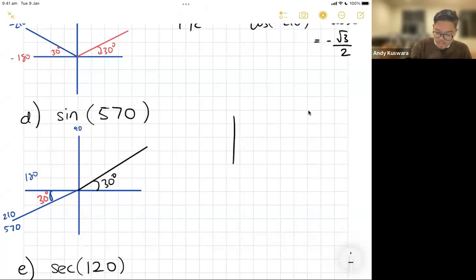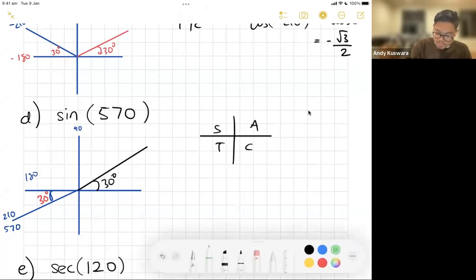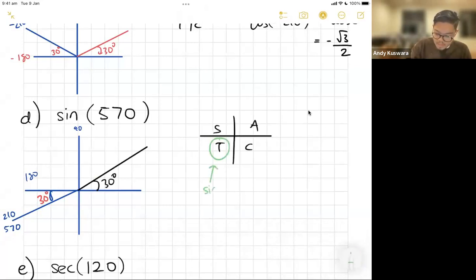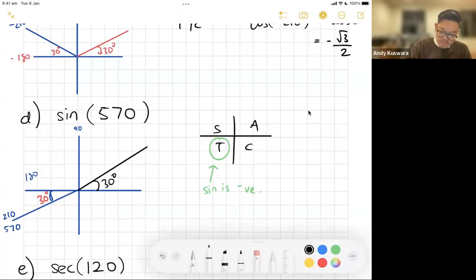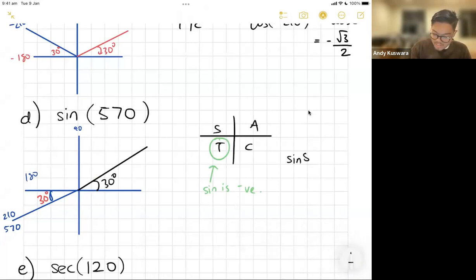Okay, now let's take a note. Right now, we're in the third quadrant. And so what do we note about here? Sine is negative because only tan is positive in the third quadrant. So in other words, sine 570, all right, this whole thing is the same thing as sine 210, which is the same thing as negative sine 30, because that's our related angle to our first quadrant.